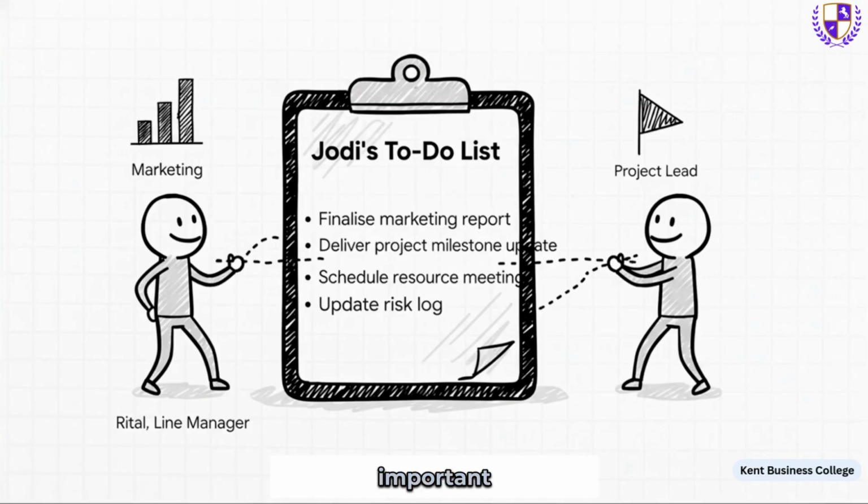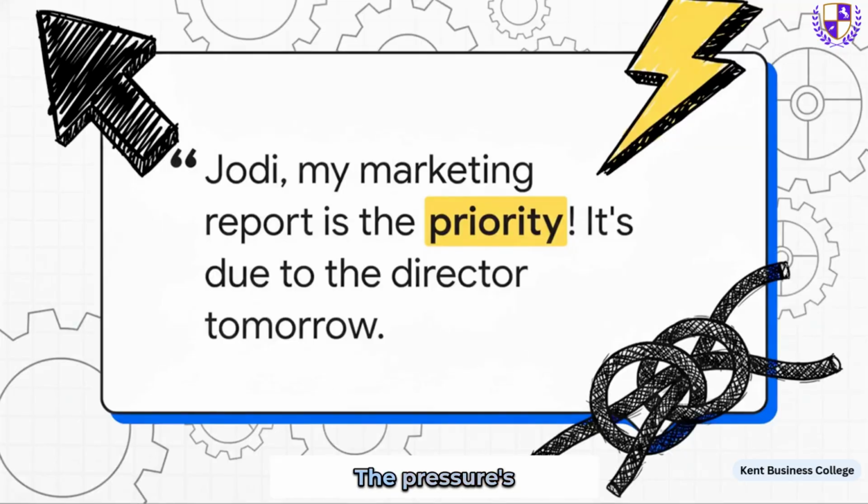She's got a super important report for her line manager, Riddle, in marketing. At the same time, she has an urgent project milestone to deliver for her project lead. See the problem? This is the classic conflict you see in a matrix structure every single day. And here we go, the pressure's on.